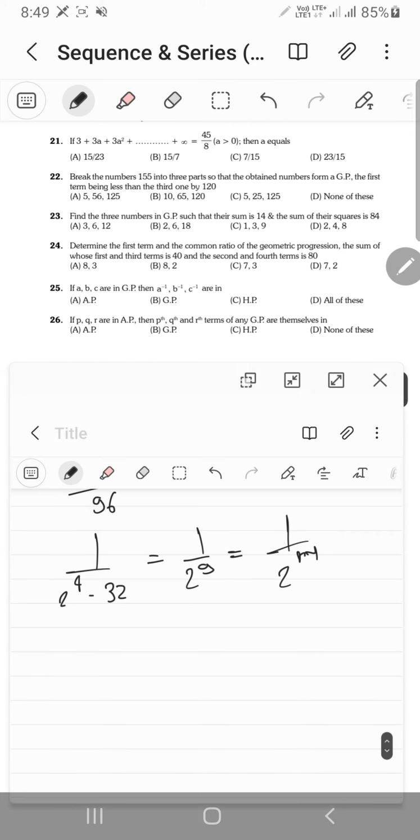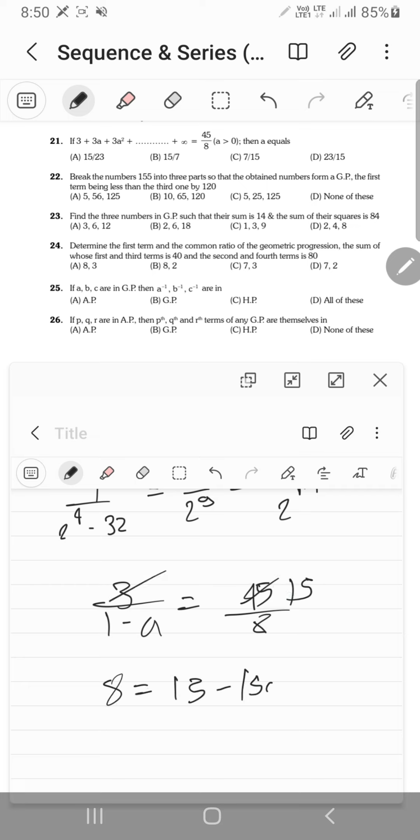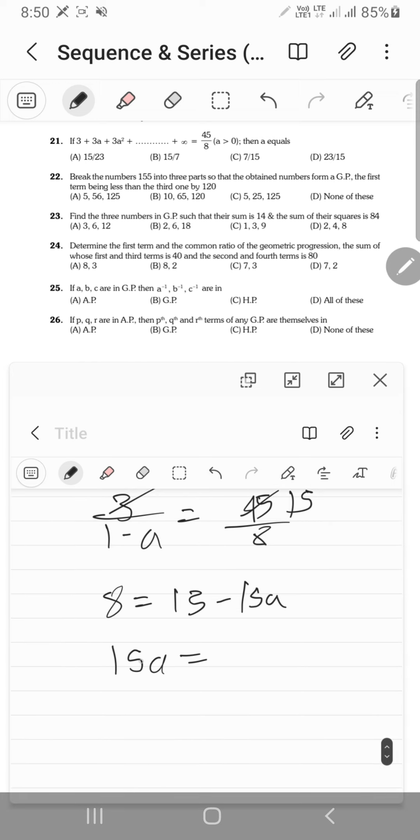If 3 plus 3a plus 3a square all the way till infinity is 45 upon 8, then a equals, okay, fine, the ratio is just A. So 3 upon 1 minus A, that thing is 45 upon 8. Of course, where A is between 0 and 1, or rather between minus 1 and 1. That's better. So this is 15 more than 8 is 15 minus 15A. So 15A is 7. A is 7 upon 15.